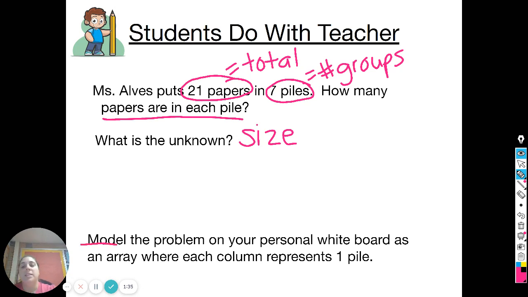Down here it says we need to model the problem on our personal whiteboards as an array where each column represents one pile. Okay, so if each column represents one pile and we know that there's 7 piles, you need to make an array that has 7 columns. Go ahead on your whiteboard and get started. And after you've got a start, I will start on mine in case you need some hints.